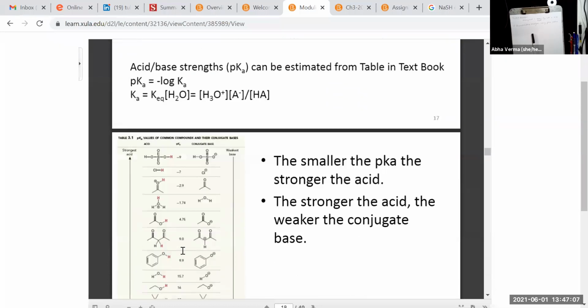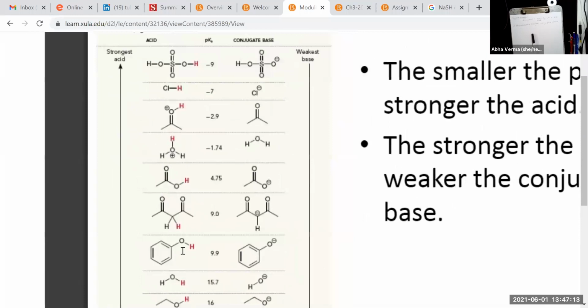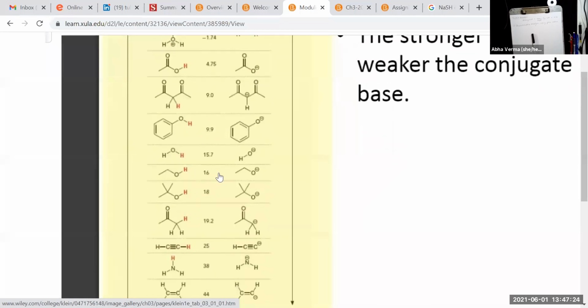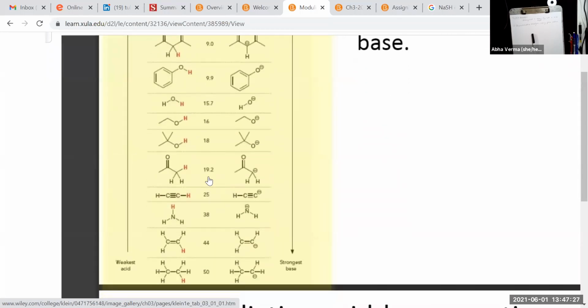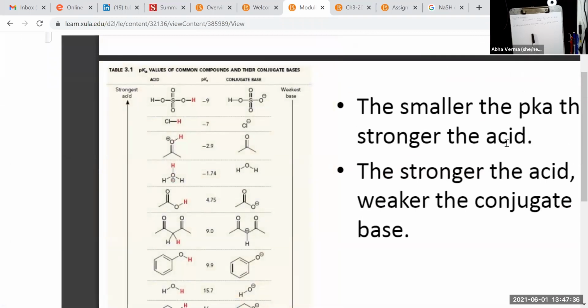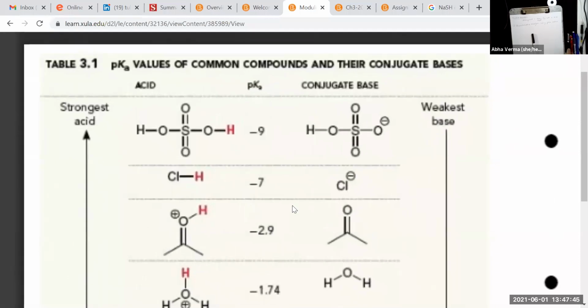So for example, if you look at this table, the pKa values range in a number that we can actually use. Water has a pKa value of 15.7, while alcohols have a pKa value of 16. Amines have a pKa value of 38. So the smaller the pKa value, the stronger the acid will be. And the stronger the acid is, the weaker its conjugate base will be. Now, this is a very interesting thing that all of you need to remember.